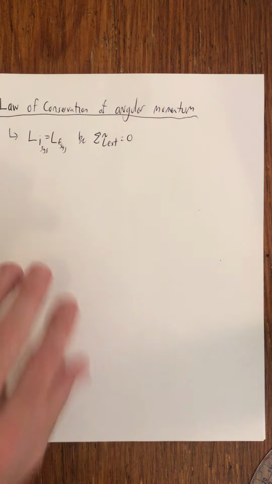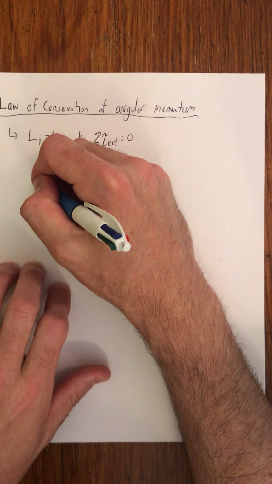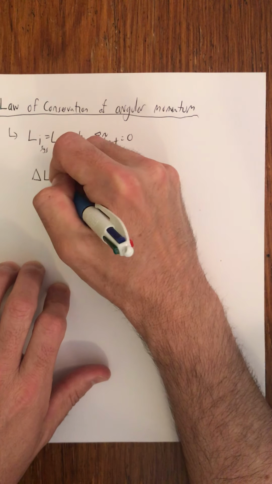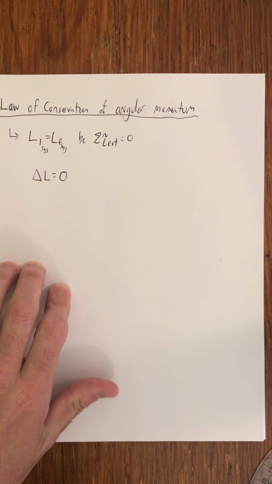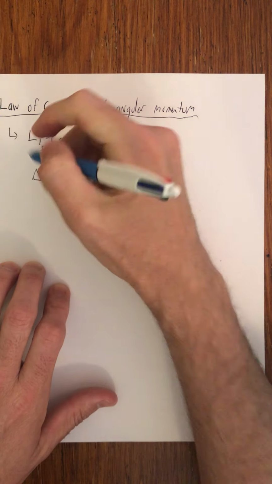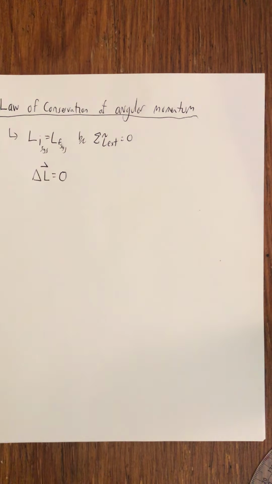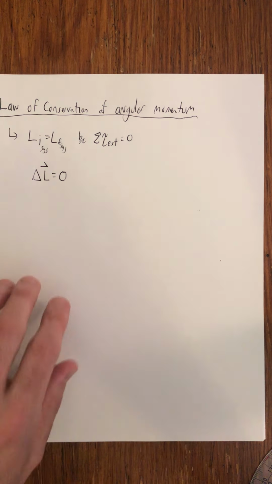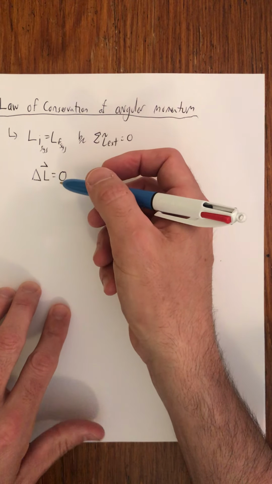But I want to rewrite this a couple of different ways. Another way to say this is delta L is equal to 0. Right? But I'm going to focus on something we didn't focus on last time, and I'm going to put the vector sign over this. Because that's the critical answer to the question from before about why spinning objects are able to maintain their balance.